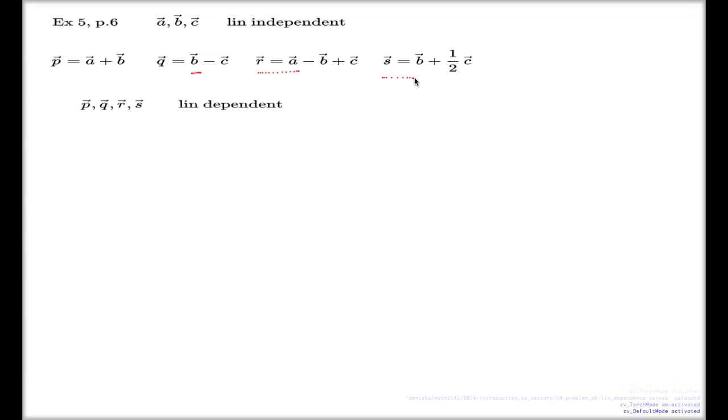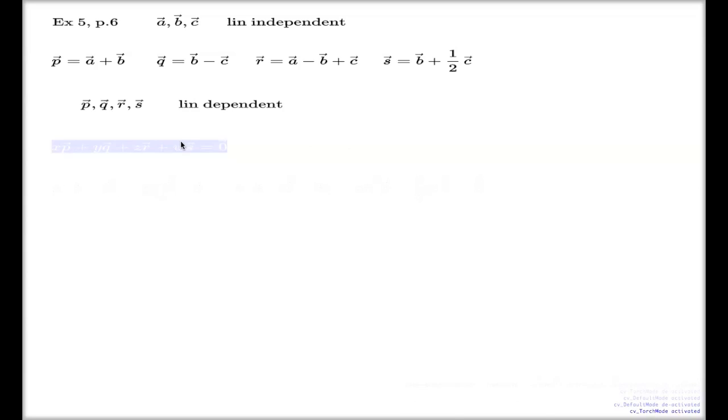The question asks us to prove that these new four vectors will in fact be linearly dependent, as opposed to the original three vectors being linearly independent. It's a relatively simple question, especially for a person who spends some time with this, but for you it's a good demonstration of how things sometimes work in this area.